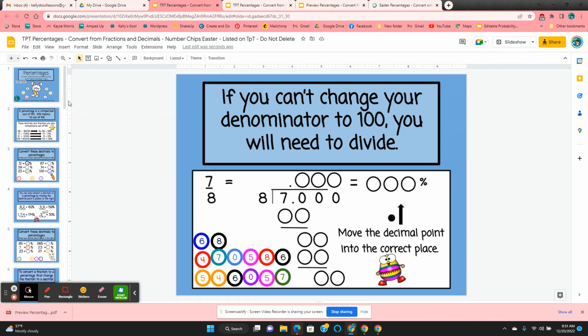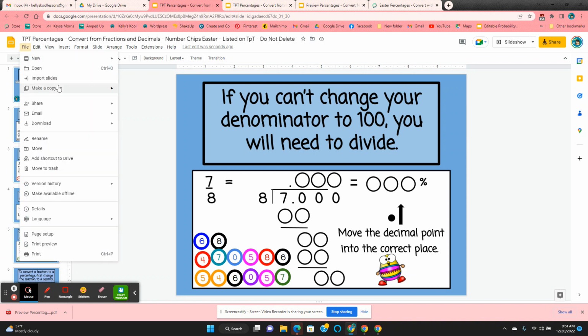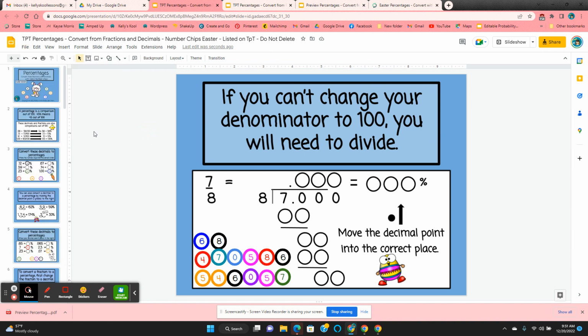All the completed slides are on here for the teacher. So if you want to assign this to the students, just come up to File, make a copy of the entire presentation, and for the student copy, just delete the completed slides.